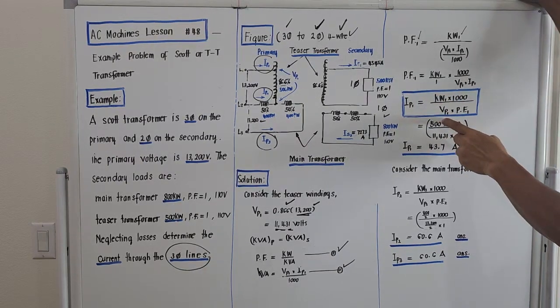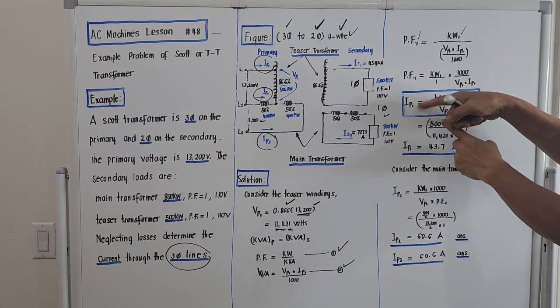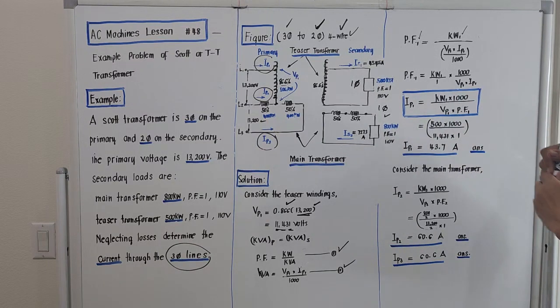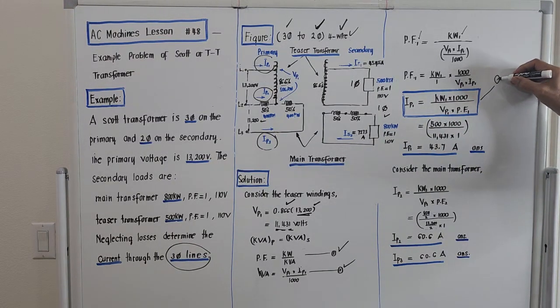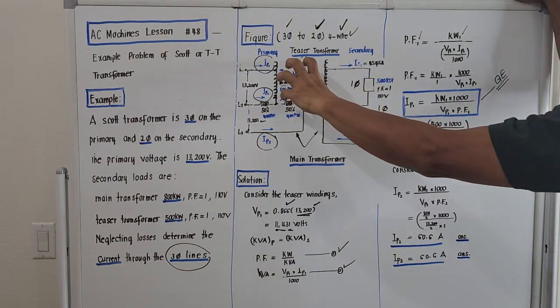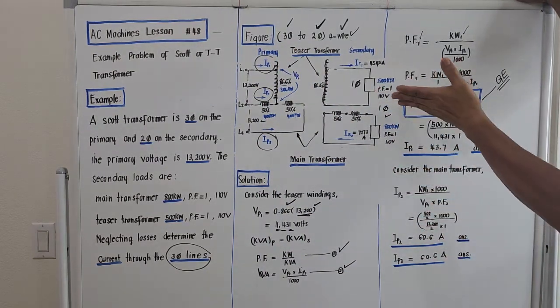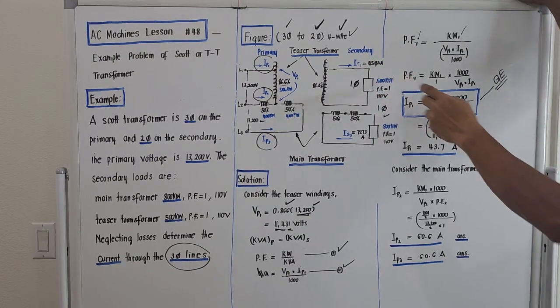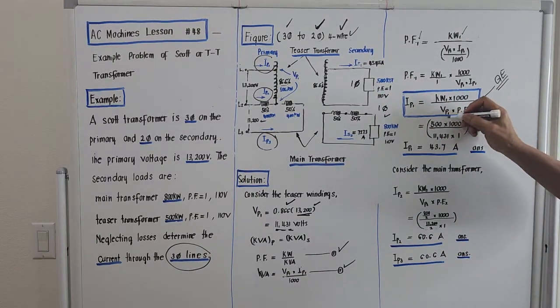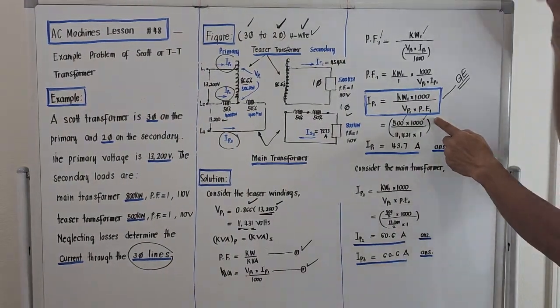All over BP1, we take this power factor underneath because we are computing for IP1 all over power factor number 1. So this is actually a general equation on how to compute for the current for a teaser transformer considering the primary side. What is the load of the secondary teaser? It's 500 kilowatts, so this should be 500 kilowatts. This 1000 is just a conversion factor.